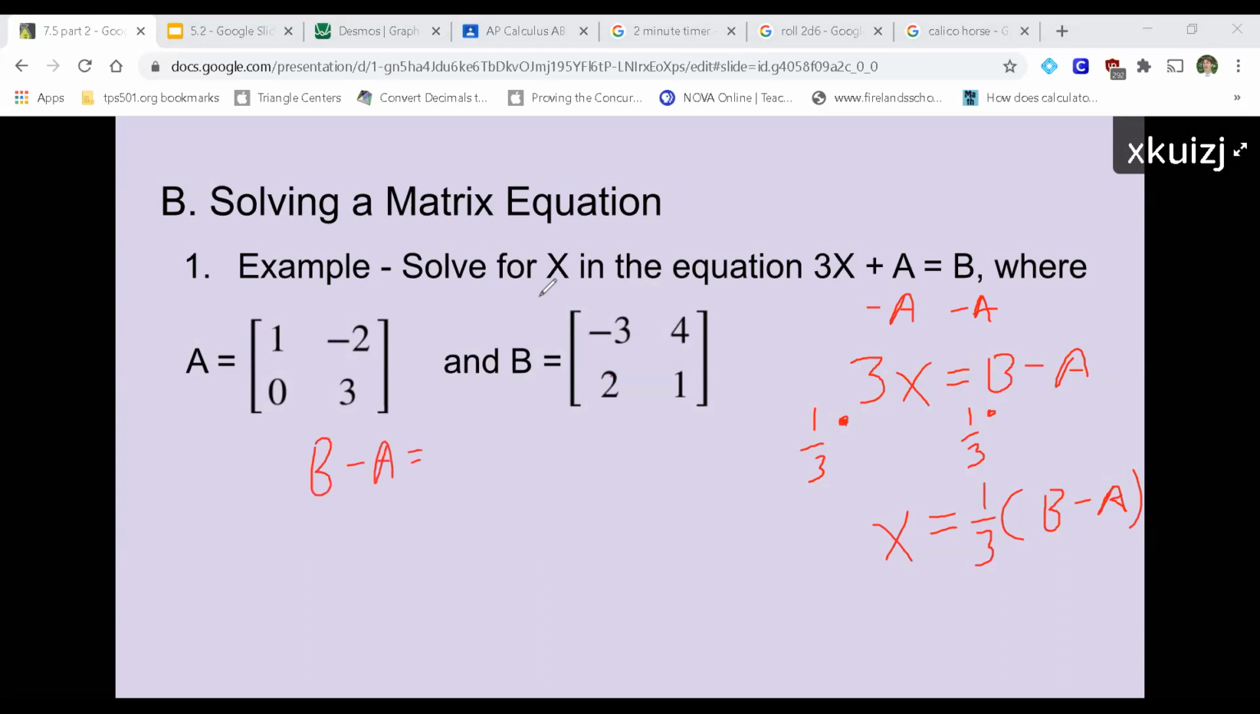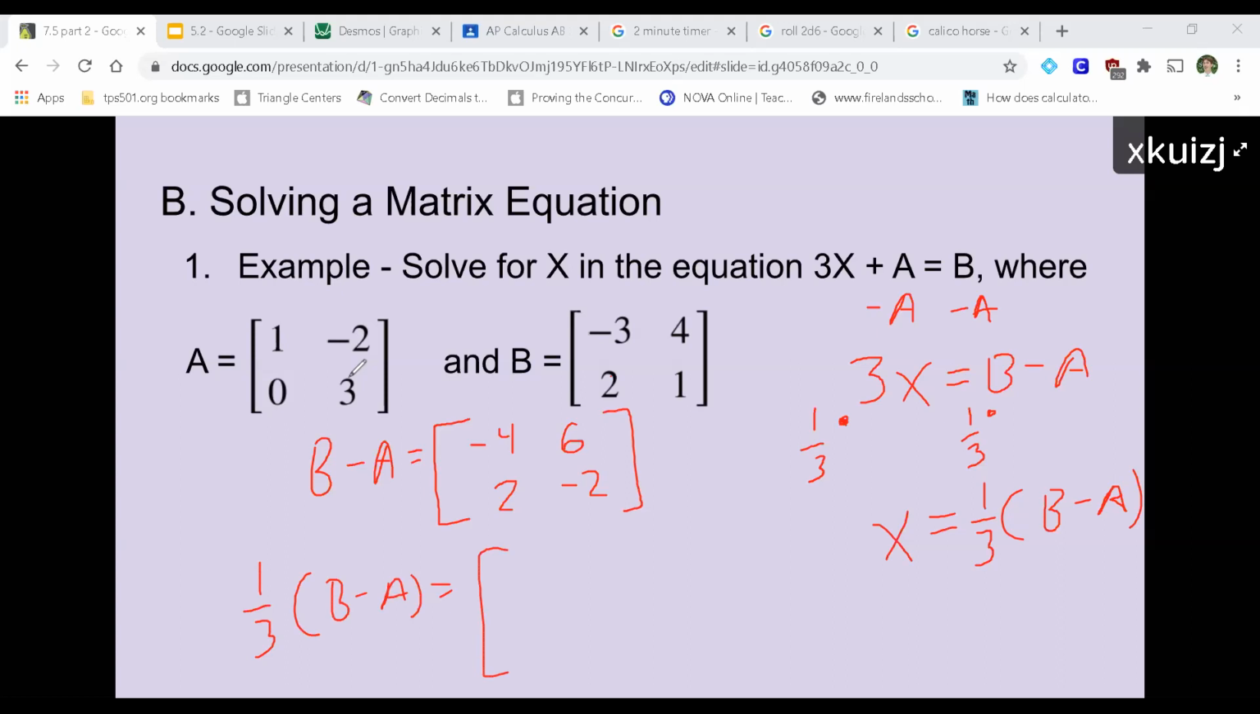All right. So if we do this by hand, b minus a would be -3 minus 1, which is -4. 4 minus a -2 would be really 4 plus 2, so that's 6. 2 minus 0 is 2. 1 minus 3 is -2. All right, and then I want to multiply all of that by a third.